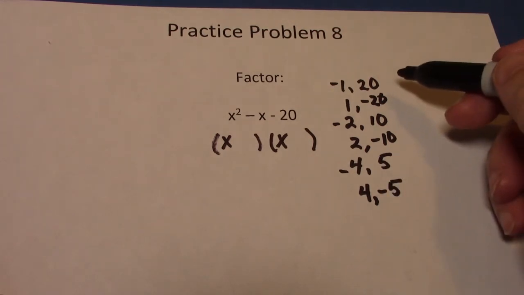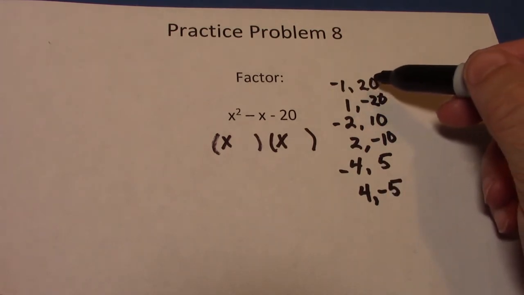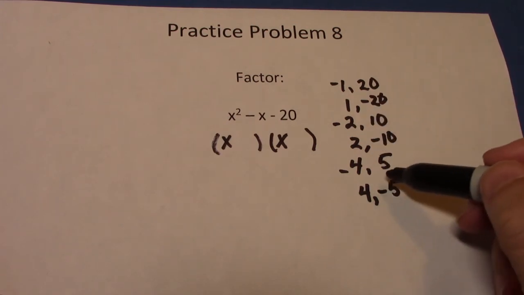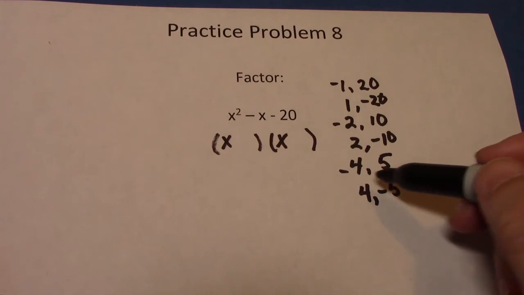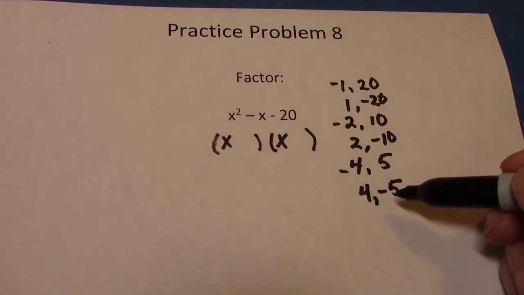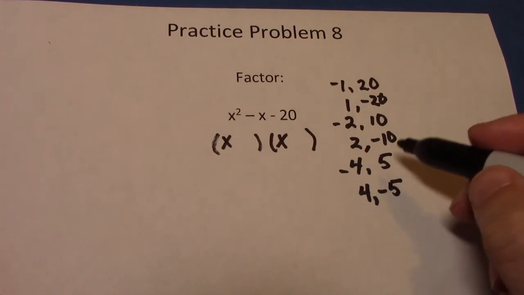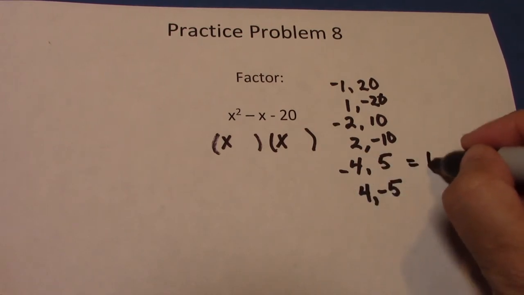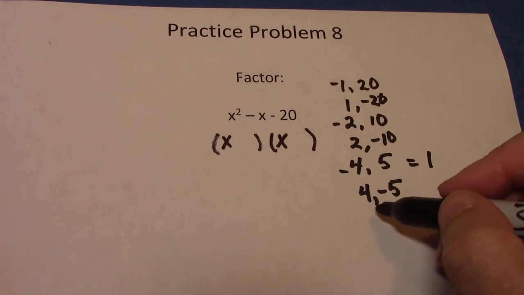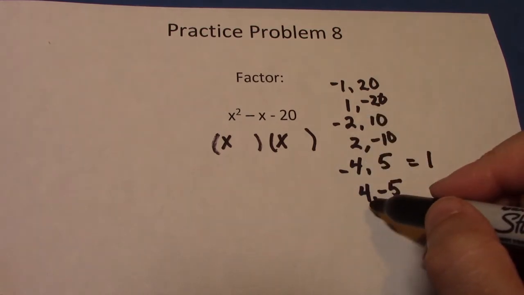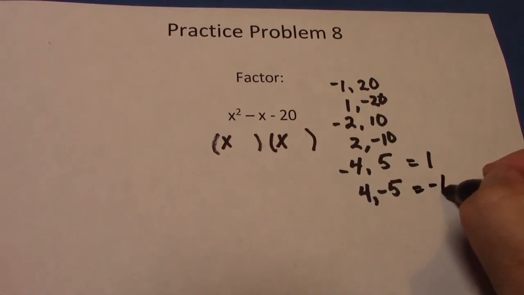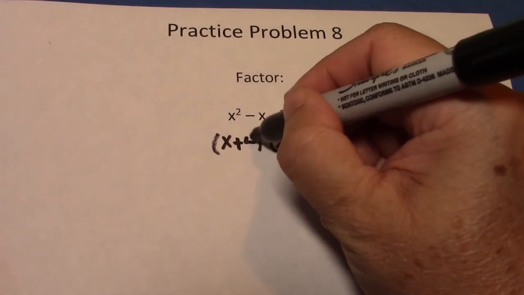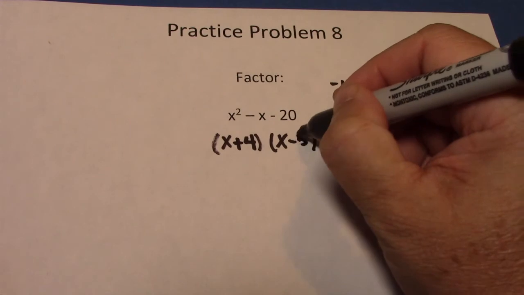But they need to add together to be negative 1. Well, I don't even think I want to consider these. These are the ones that are 1 apart. So which one should be negative and which one should be positive is really the decision here. So negative 4 plus 5 would give me 1, and this is going to give me the opposite. They always come in pairs like this. 4 and negative 5 is going to give me negative 1. That's the answer we want. So we have a positive 4 and a negative 5.